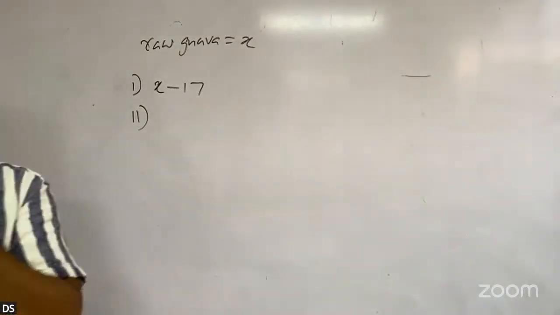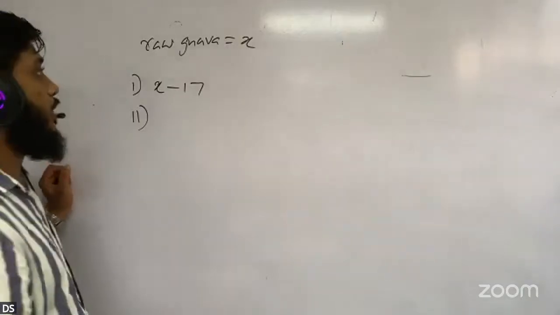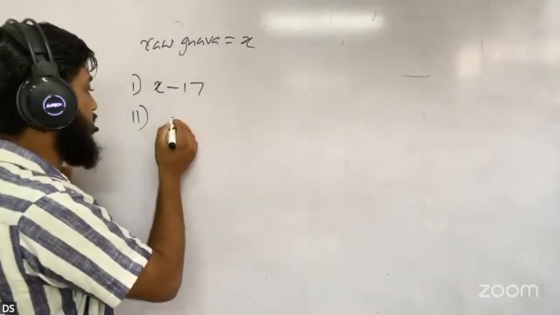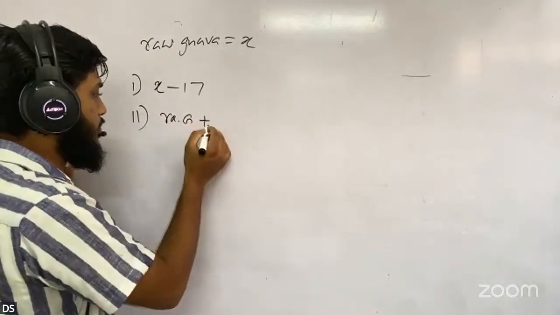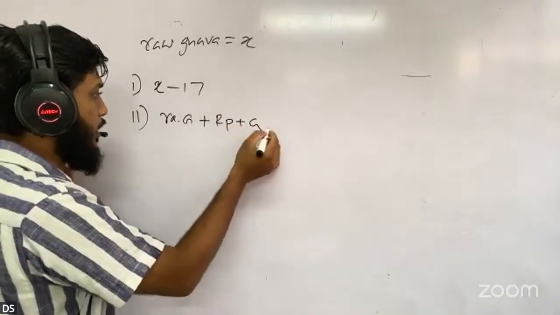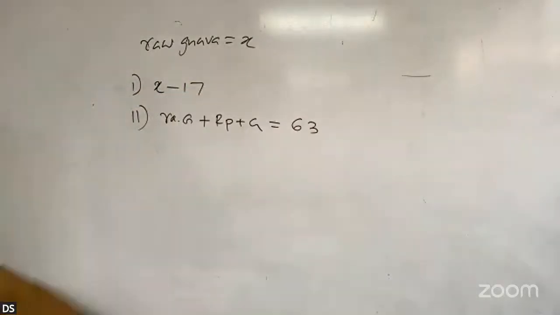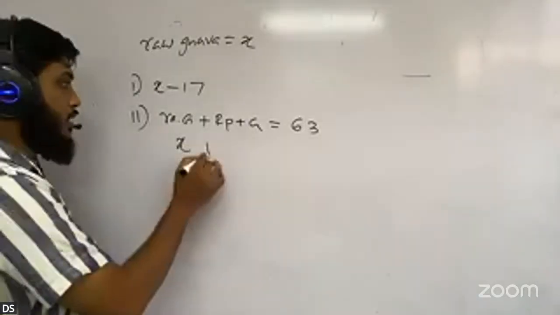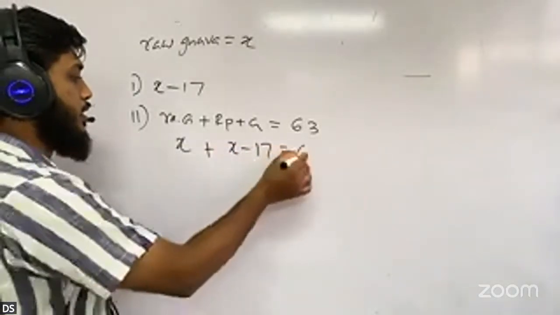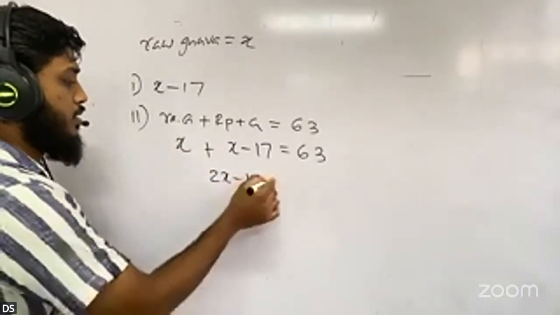The second one: if the total number of guavas in the tree is 63, build up an equation including x. Total number of guavas is 63. Raw guava is x, and ripe guava is x minus 17. If you add together, that should be equal to 63. So x plus x minus 17 equals 63. x and x, how much? 2x minus 17 equals 63.